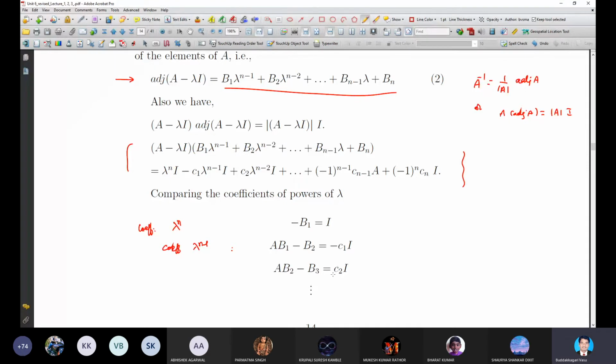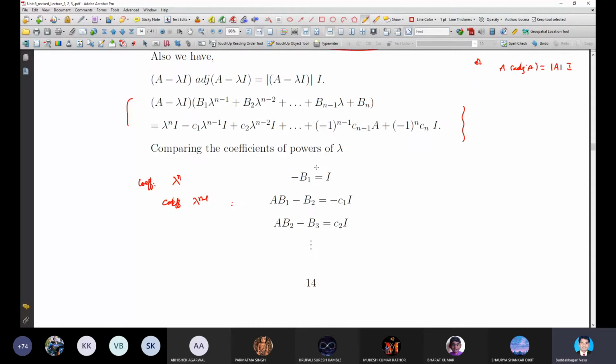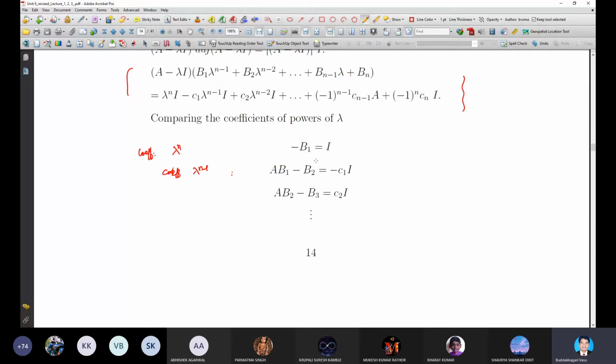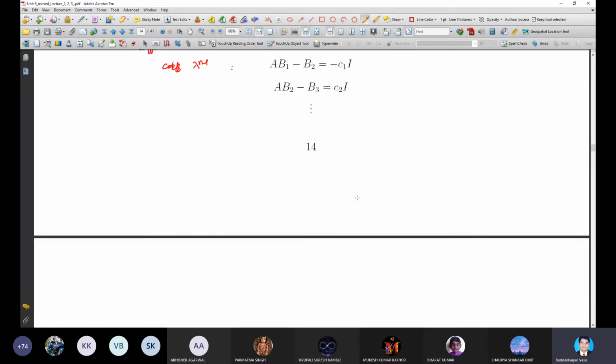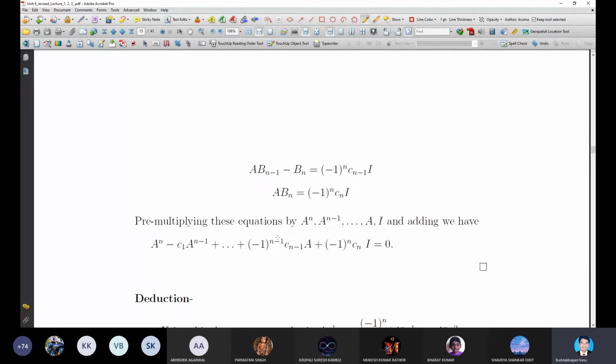You can compare all the coefficients of the powers of lambda, lambda power n minus 1, lambda power n minus 2, like this. You can get these equations: minus B1 is equal to I, A B1 minus B2 is equal to C1 I, A B2 minus B3 is equal to C2 I, and so on.